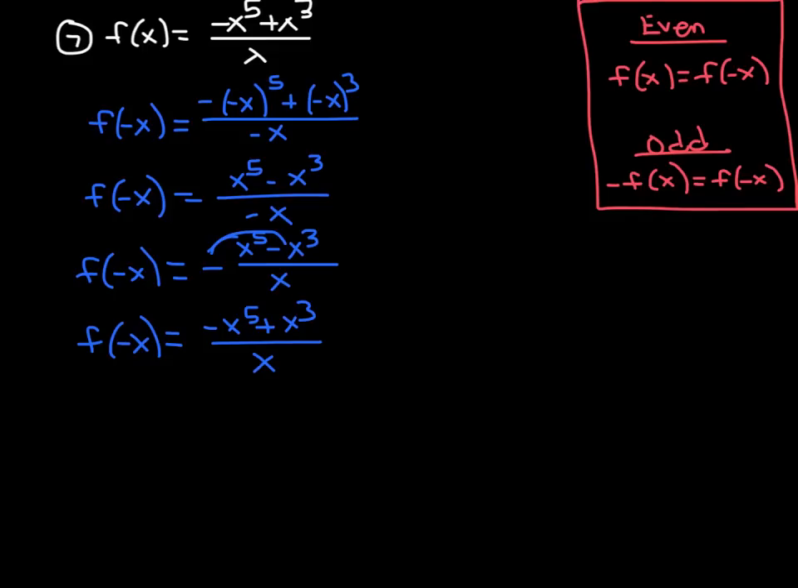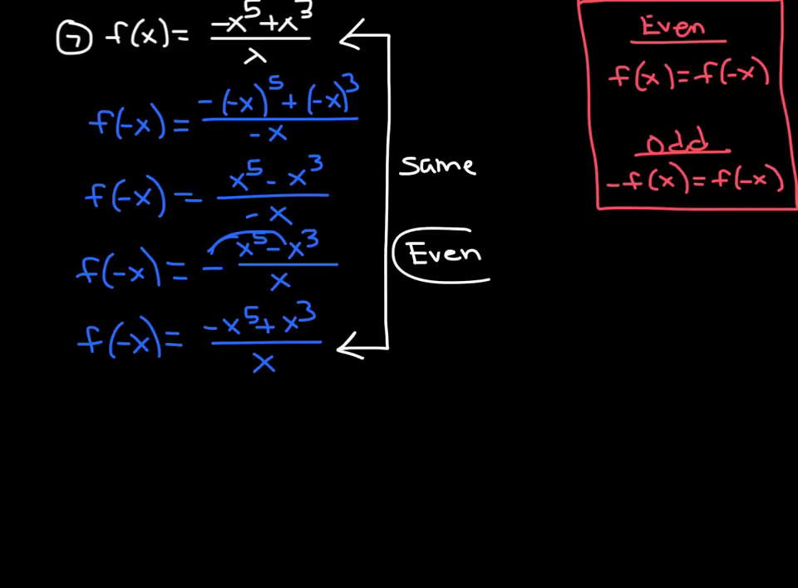Now if you look, the original function and f of negative x are the same. So what we can say here is that our function is even. Okay, we can say it's even, and to give an explanation, because f of x equals f of negative x.